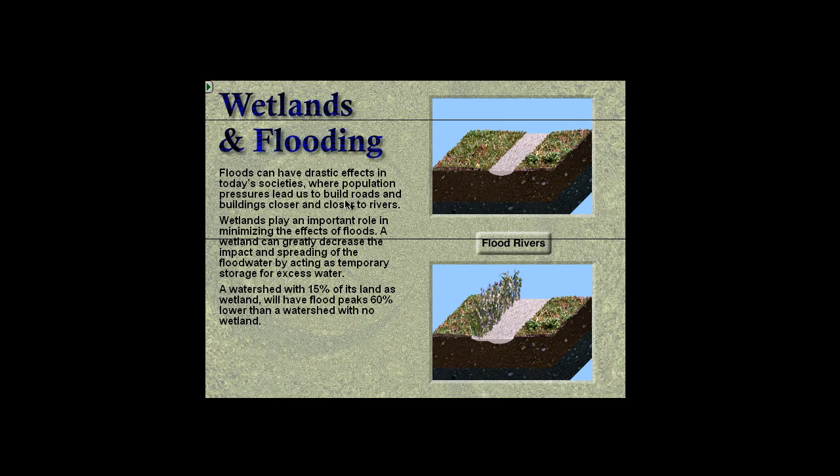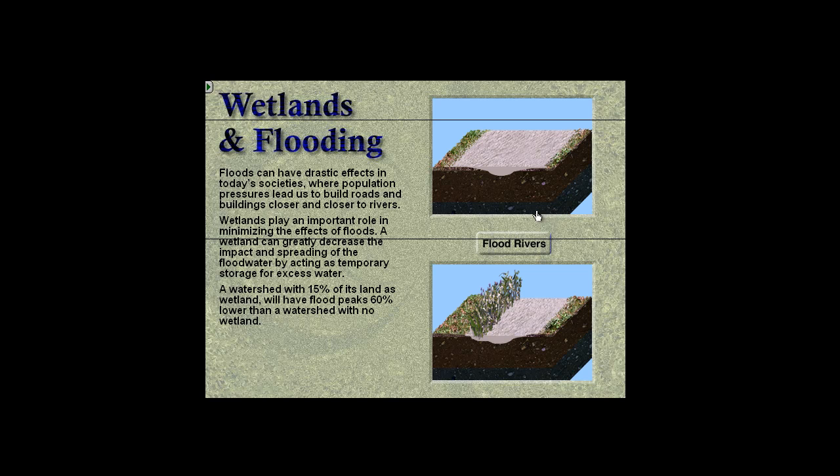So here it tells you a little bit about the wetlands and flooding, and there are two different pictures showing flood rivers. If you put your cursor over the pictures, it tells you what you're over. So like right now I'm over grass, fast moving water, soil, wetland with slow moving water. So if you click on the flood rivers button, it shows you an animation of what would happen if these areas flooded.